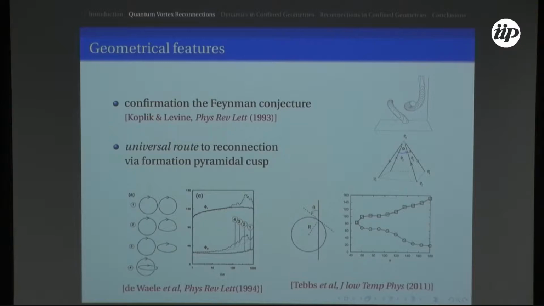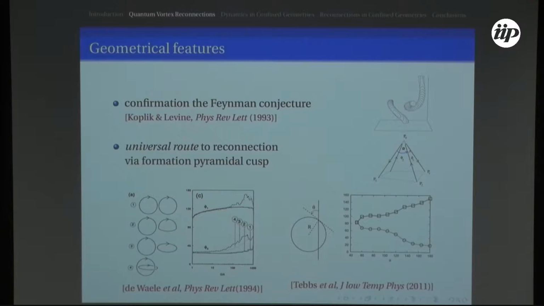This was in 2001. A later work did a systematic study of a reconnection between a vortex ring and a vortex line, depending on the initial position of the vortex ring. The angles were measured at the reconnection point just before, and what was shown is that the angle phi 1, the top one, and phi 2, sorry, the lower one, depended on the initial condition.